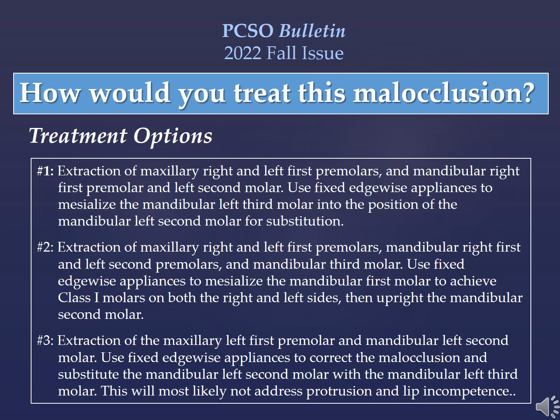Option number three was the extraction of the maxillary left first premolar and the mandibular left second molar. The goal was to substitute the mandibular left second molar with the mandibular left third molar. This will most likely not address the protrusion and lip incompetence.